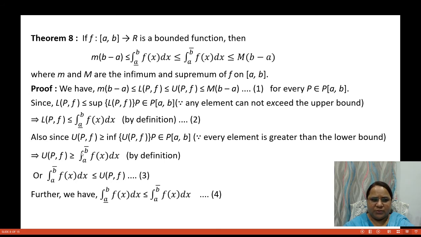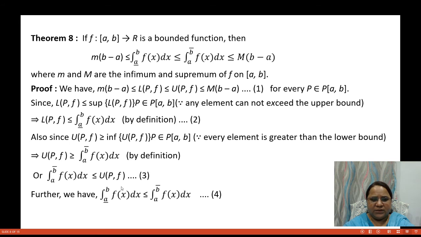Call this as equation 2 also. Since U(P, f) is always greater than or equal to the infimum of U(P, f). Here we have taken L(P, f), here it is U(P, f). So here we are just using the definition of lower bound and upper bound. Therefore, U(P, f) is always greater than or equal to the upper Riemann integral from a to b of f(x) dx. This is by the definition of the upper Riemann integral, which is always less than or equal to this U(P, f). That is our equation 3.